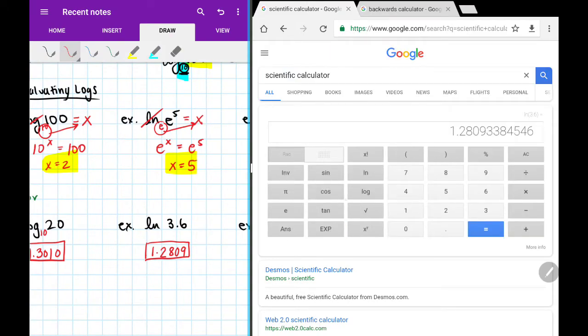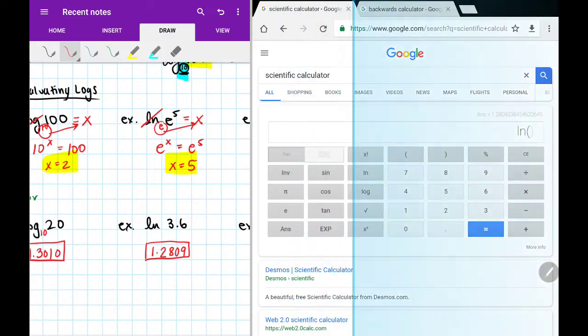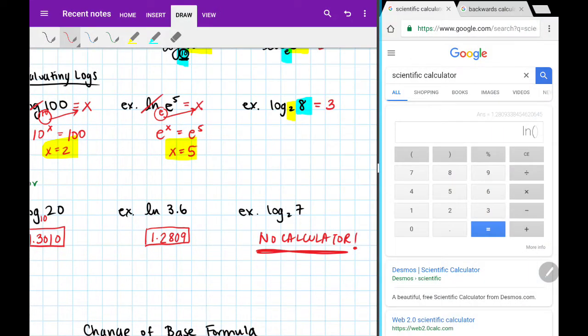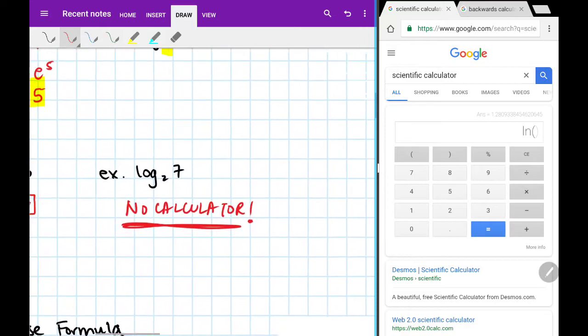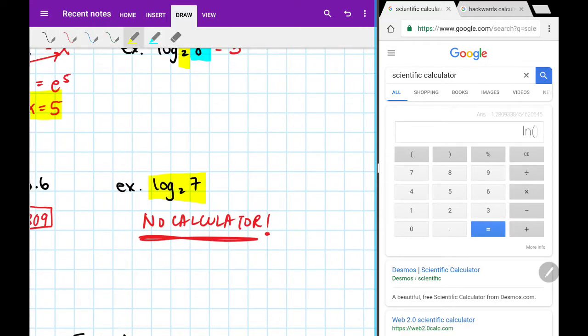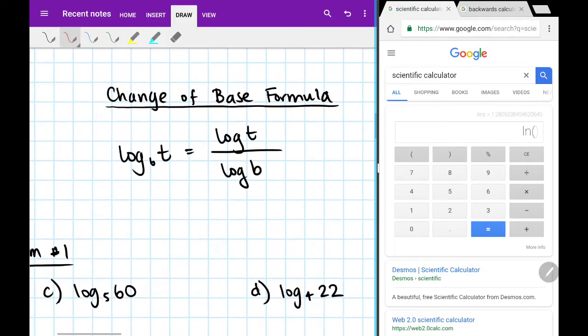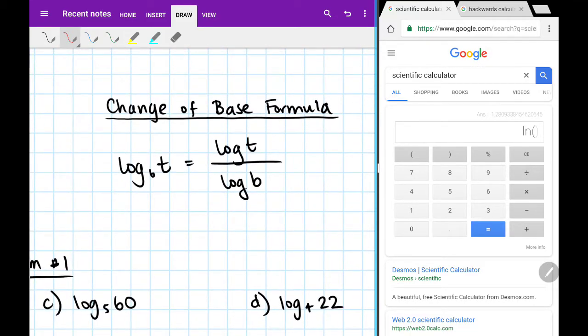Look again over here on the right. We have a log button, which assumes base 10. Separately, we have an ln button, which assumes a base e. So in order to do a problem like this, log base 2 of 7, we have to use something called the change of base formula. Since our calculator can't do log base 2, we have to change the base so that we can use either the ln button or the log button, the only log buttons our calculator has. Hence, we'll learn this formula in class.